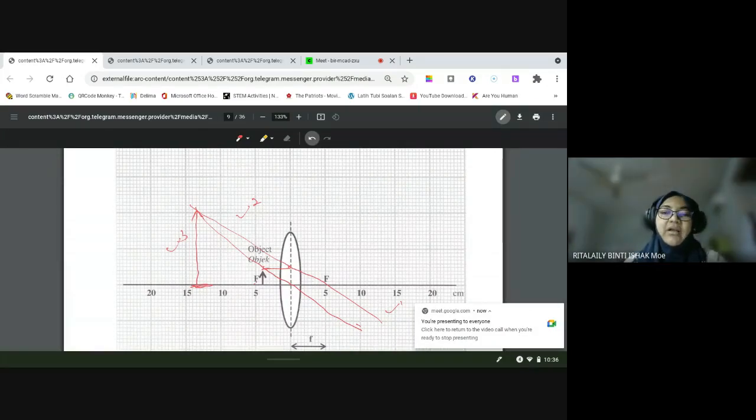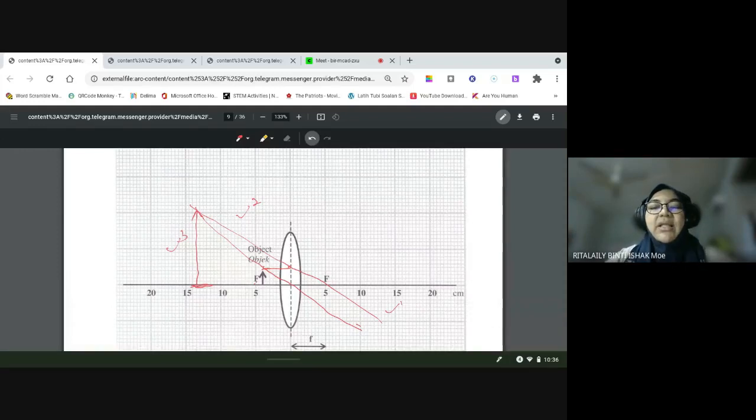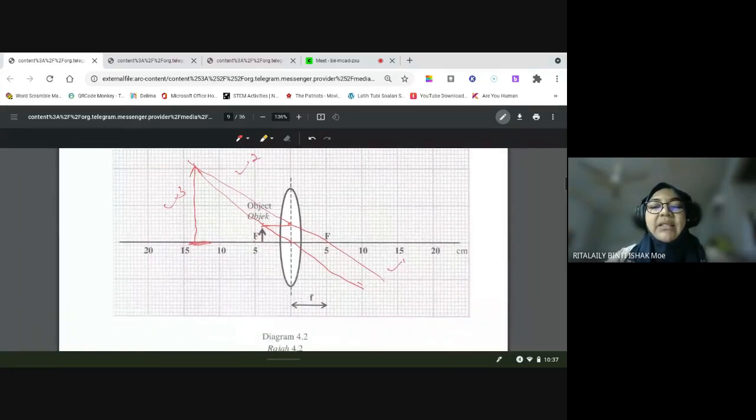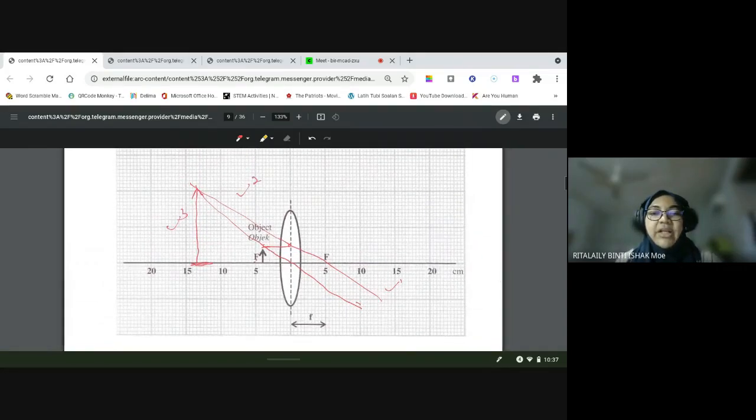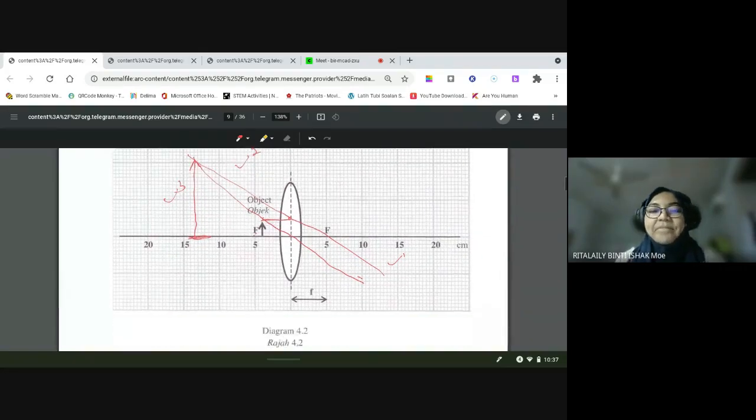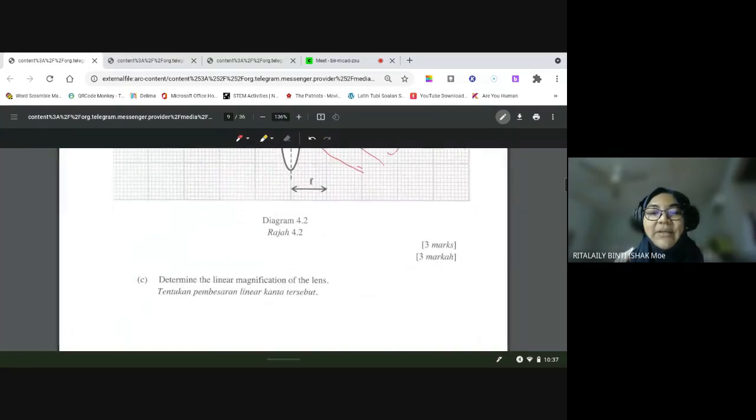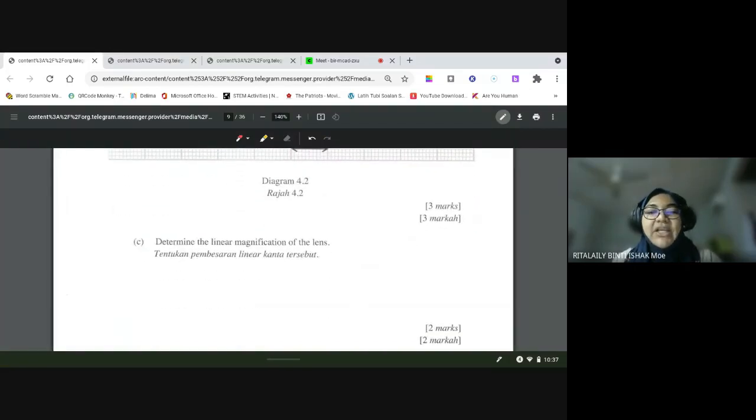Okay, so 3 markah. Saya rasa ni saya dah cakap dah sebelum ni dalam kelas. Sebab kita punya soalan pun macam ni juga kan, percubaan kita. Soalan dia lebih kurang sama, magnifying glass juga. So yang SPP pun keluar magnifying glass juga. So sepatutnya you all dah mahir dah. Dah 2 kali dah hadap soalan yang sama. Okay, determine the linear magnification of the lens.